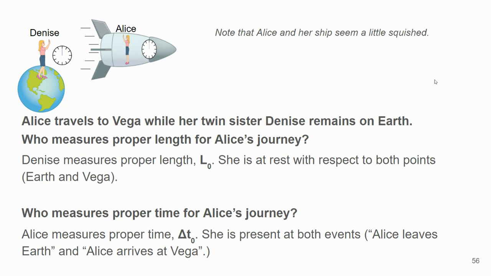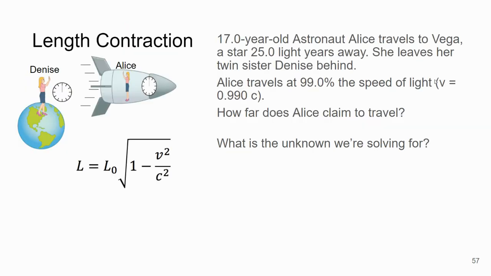Denise measures proper length for this journey. These things get confusing, figuring out who's at rest with respect to this or that, or who's present at both events. It gets confusing. You just have to think it through. So now we do the problem with the math.